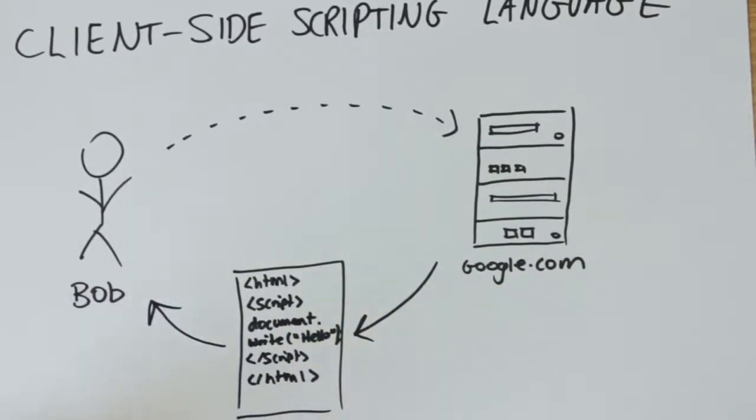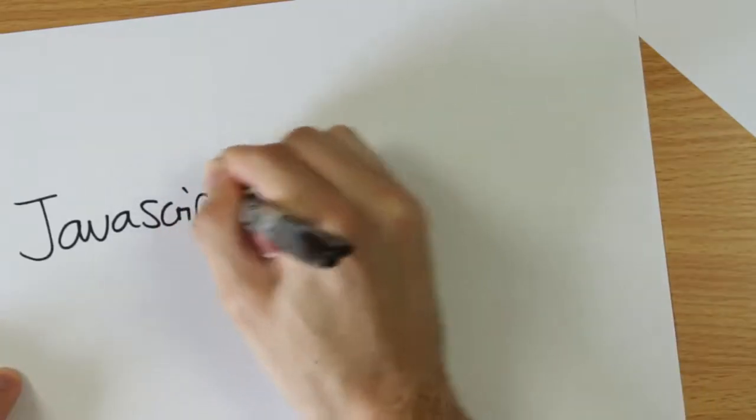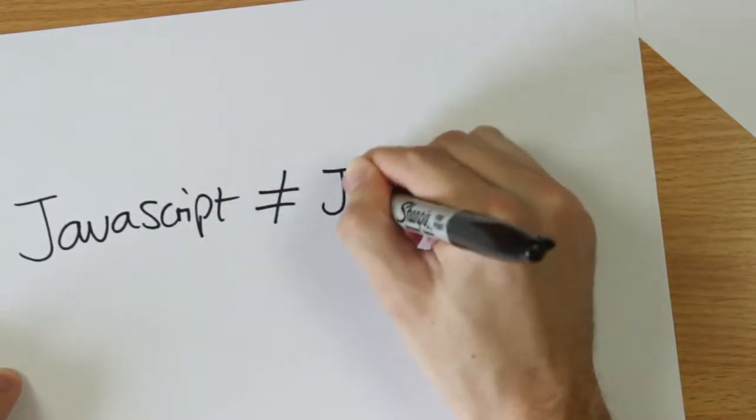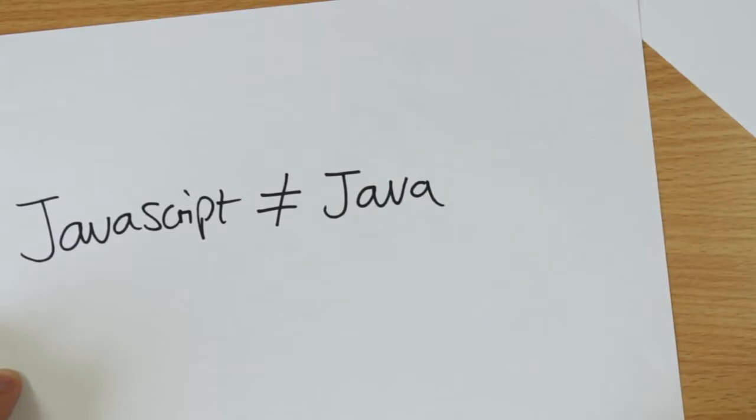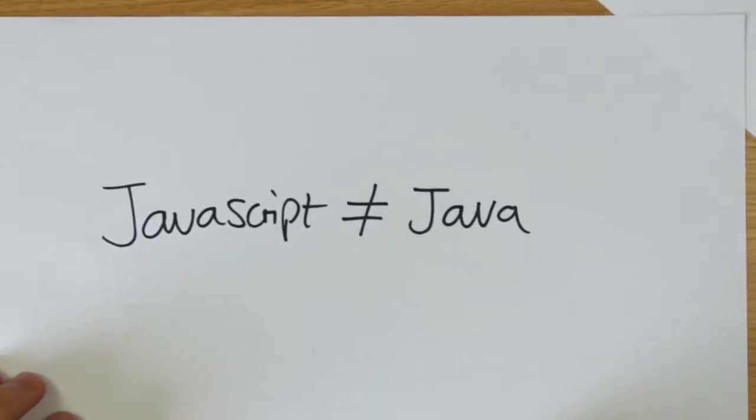This is in contrast to a server-side language, which will not send the code to the user, but just the output of the code. JavaScript is not Java, so don't get confused by that. Java is a different language. JavaScript has many uses, including form validation, effects on a web page, and interactive content.